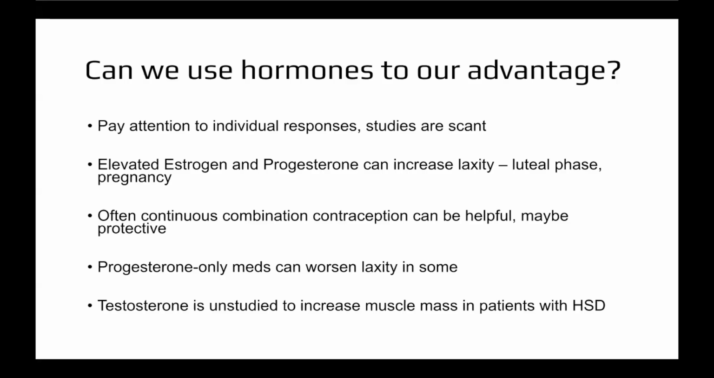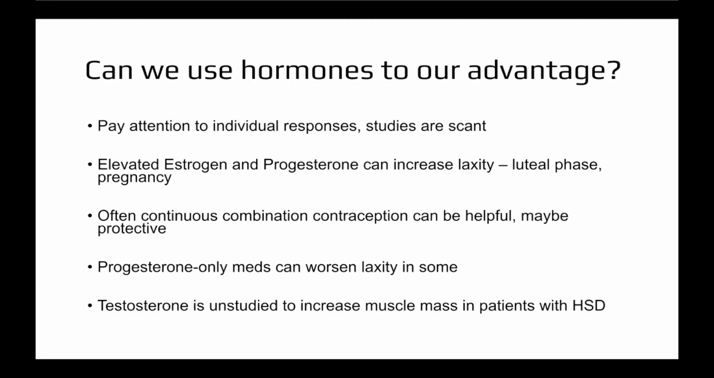And for a lot of my patients, we'll talk about continuous combination contraception, and it works by inhibiting ovulation. So those hormone levels are flat. And for some people, that's very helpful. At least, it gives you a certain percentage of relief from having that fluctuation and sort of rest recovery phase. For some people, hormones tend to worsen laxity. And again, that's super individual.